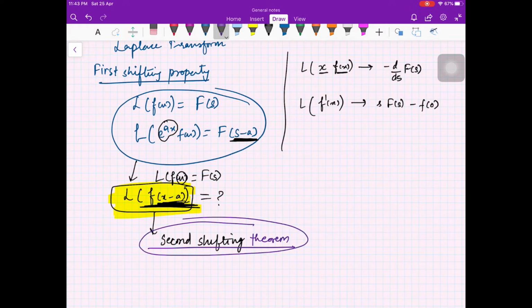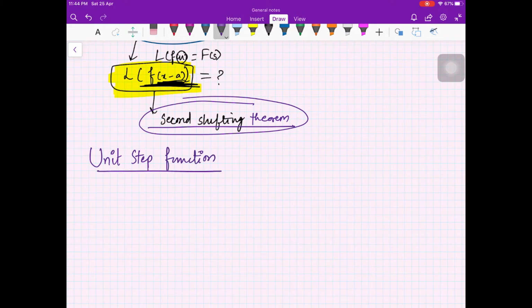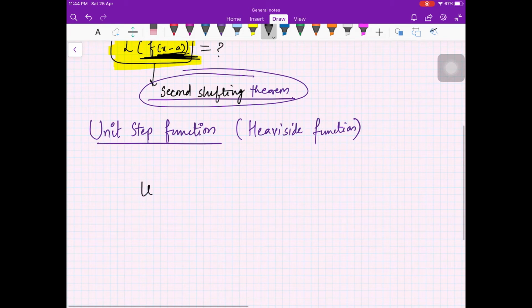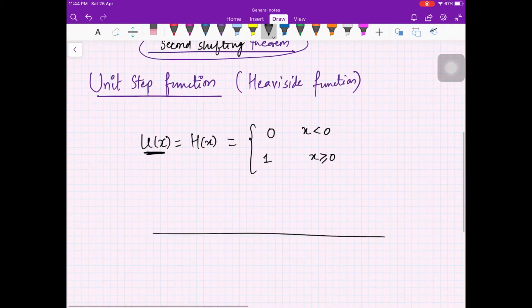Okay, now before I write the statement for second shifting theorem, I need some background, so I'm doing that right now. So the first thing which we need is called a unit step function, right? So let us see, this function sometimes is also called Heaviside function. So let us see what is a unit step function. A unit step function u(x) is defined as, sometimes it is written as h(x), but we'll use this notation, is defined as 0 for x less than 0, and it is 1 for x greater than or equal to 0.